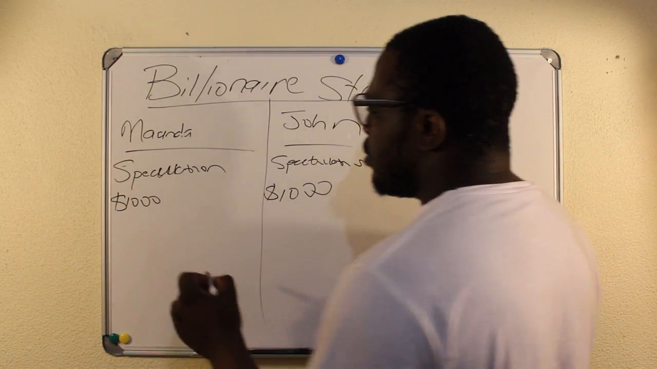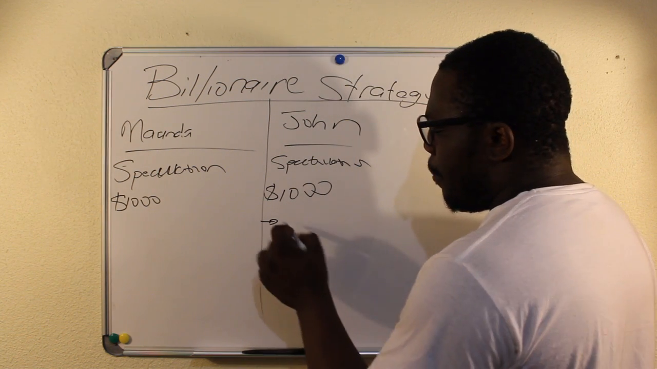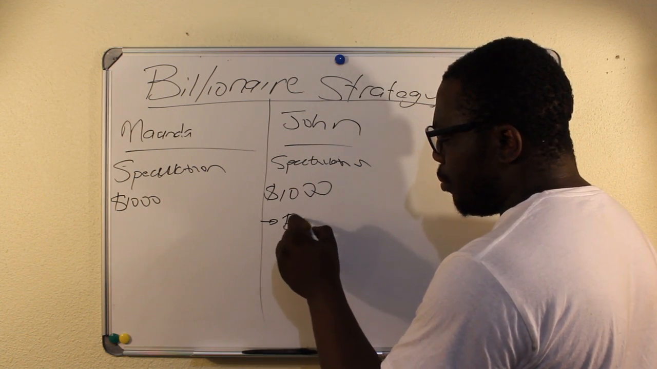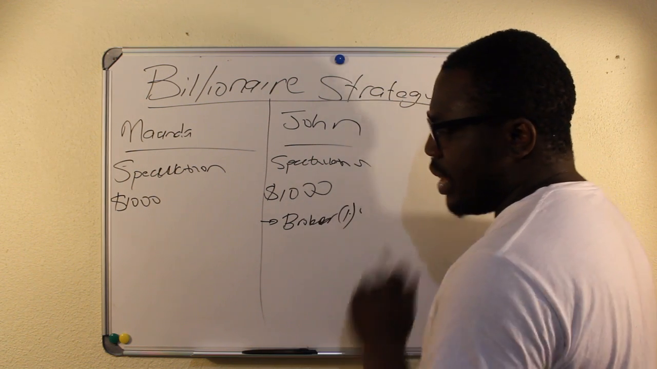So what happens is that John comes and opens an account with broker 1. This is the broker there.